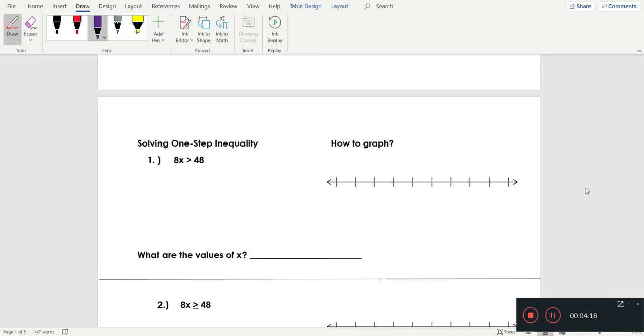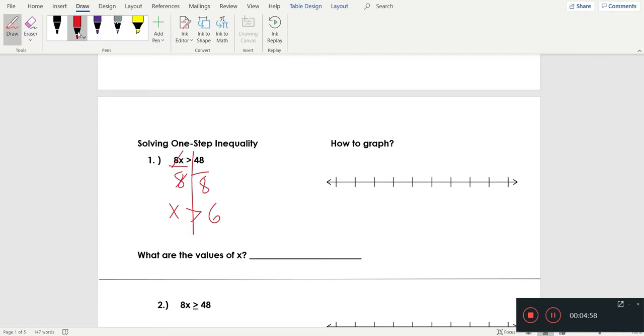All right, so we're now going to solve one-step inequality, and I hope before you solve this, you at least know how to solve a one-step equation, because you're now applying how to graph and what the values are. So solving one-step inequality will be like this. 8x is greater than 48. So you divide both sides by 8, I cancel the 8, I have the x. So the value of x now is 48 divided by 8, which is 6.